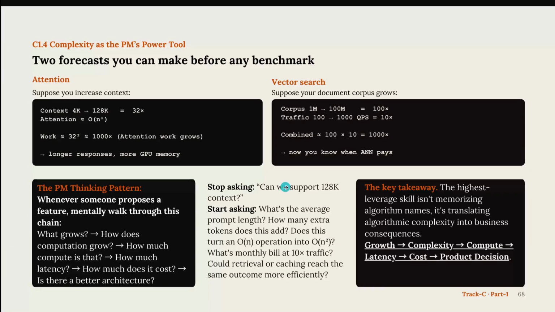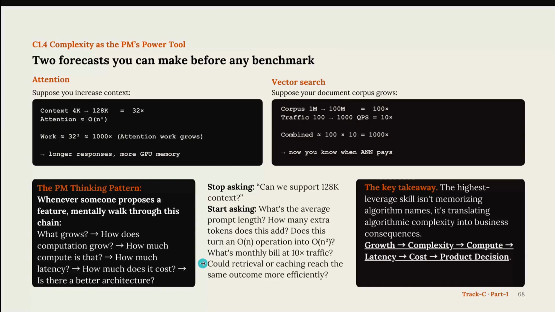Do not always ask, can we support 128K context, which is the biggest context that you might want. Rather, we should start asking, what's the average prompt length? How many extra tokens will this add? Does this turn an order of n operation into order of n squared, which is quadratic? What will the monthly bill look like at 10x traffic? Could retrieval or caching reach the same outcome more efficiently?